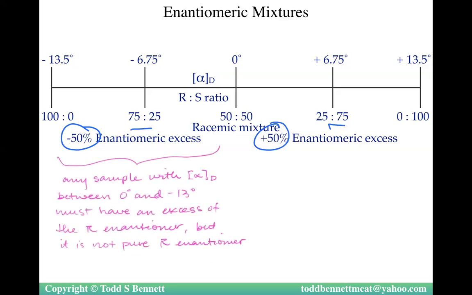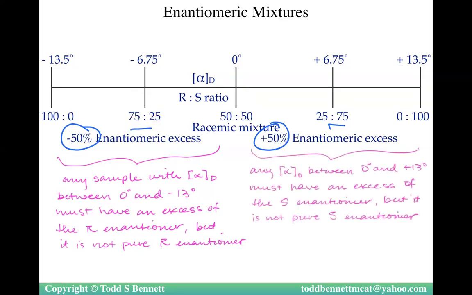Any sample with alpha D between 0 and negative 13 means it must have more R than S. The exact amount will be the percentage of R minus the percentage of S. And same thing on the opposite side. Anything between 0 and positive 13 will have an excess of S, and its enantiomeric excess will be the percentage of S minus the percentage of R.